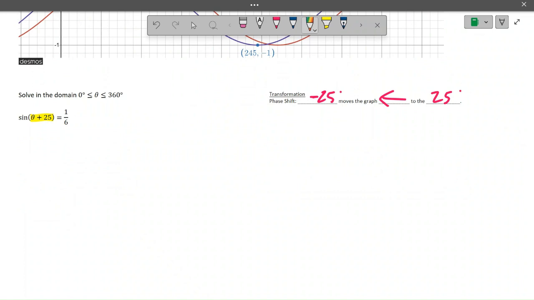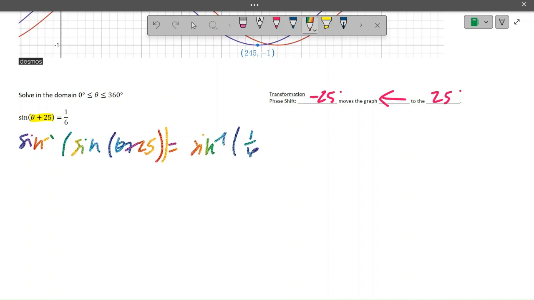So I'm going to start the same way that I always do. I'm going to take the arc sine or the inverse sine of all of this, and I'm writing this out one more time so it's really clear what I'm doing and what happens. So when you take the arc sine of any value in the parentheses, the arc sine gets rid of the sine but leaves what's in the parentheses. So I end up with theta plus 25 equals the arc sine or the inverse sine of 1/6. And when I put that into my calculator in degree mode, it's a good chance to check that, I get 9.59.